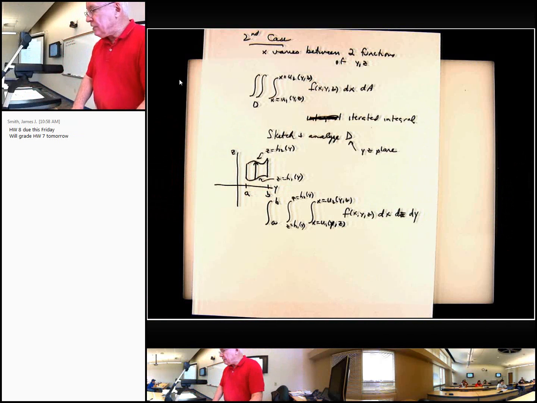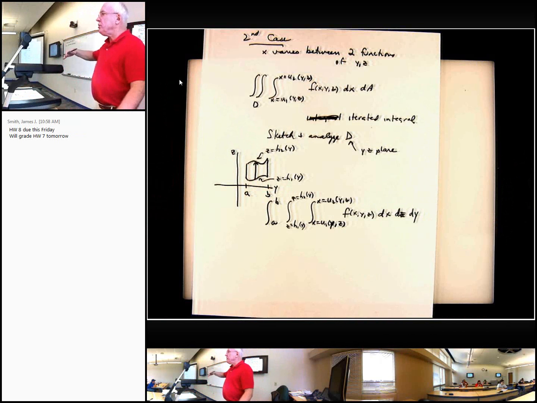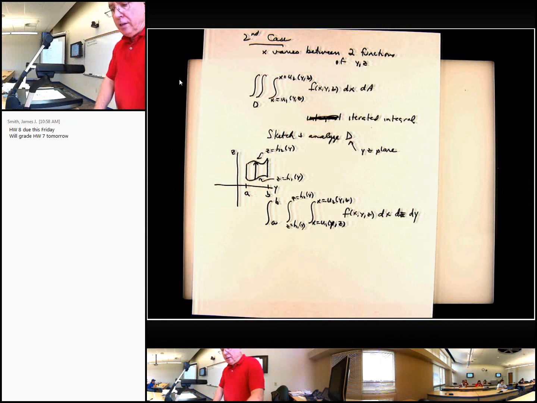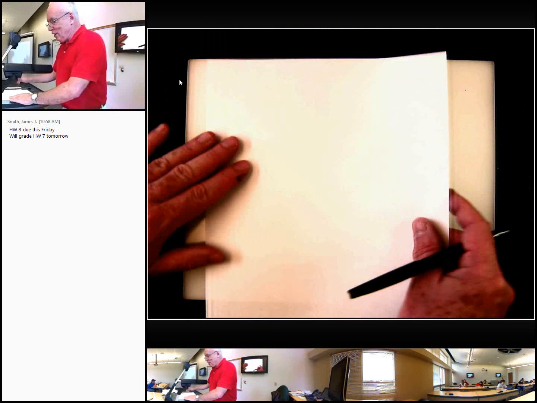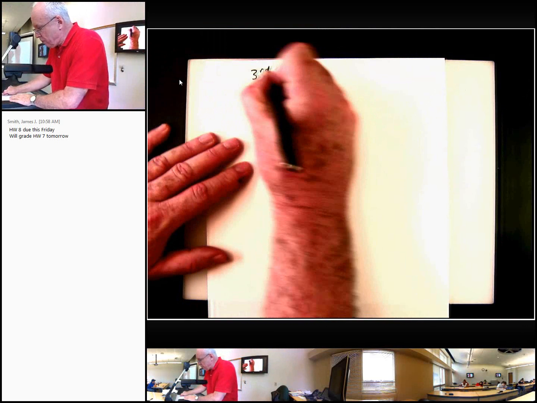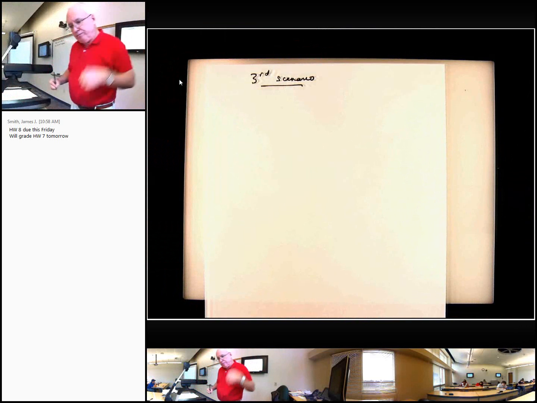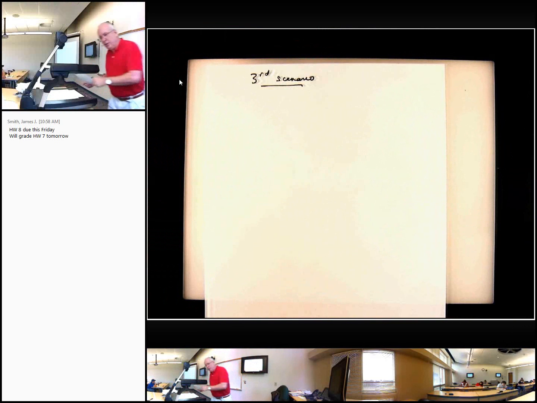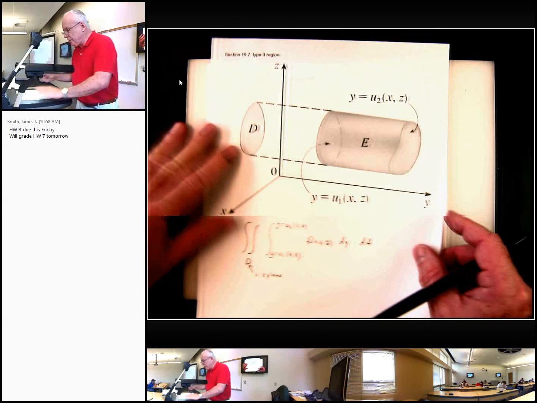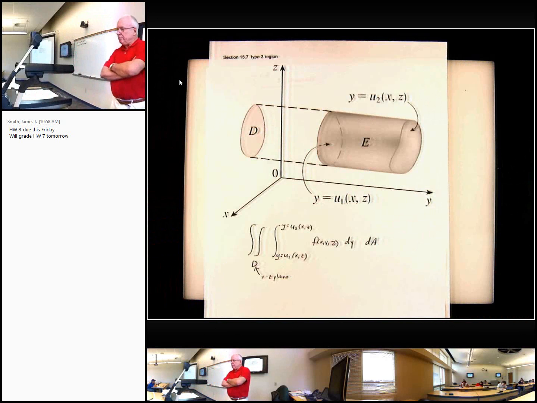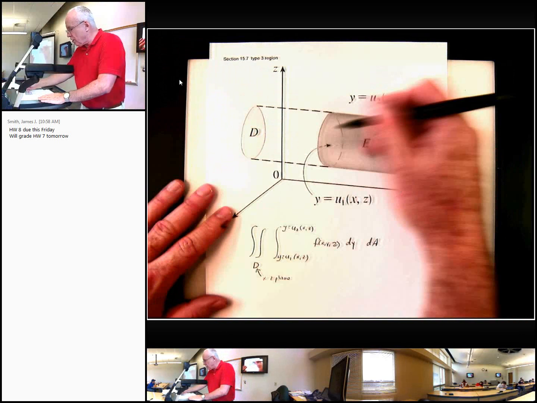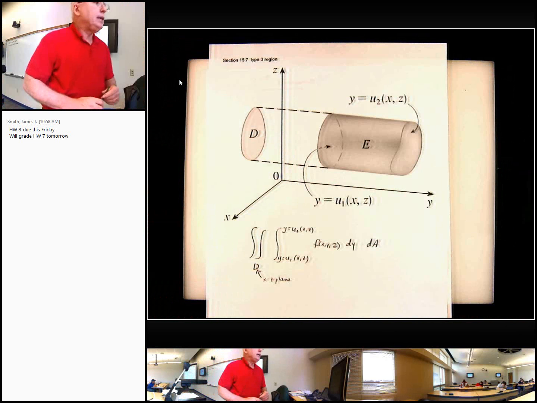Then the last case is where, we had z ranging, then x ranging, and the other one is if y is ranging between two functions. So I am going to beat a dead horse by going through this. Here's the third scenario. Let me just show you a picture here. This is our region, our solid that we're integrating over, E.